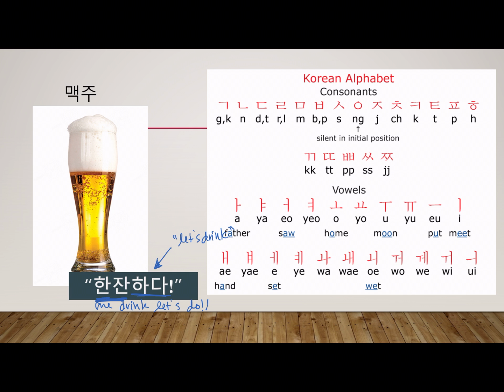drink. This is just part of Korean drinking culture. It's kind of said ironically because of the binge drinking in Korea. So if you're like, hey, let's go have a drink, but you're saying it ironically, you're about to go binge.